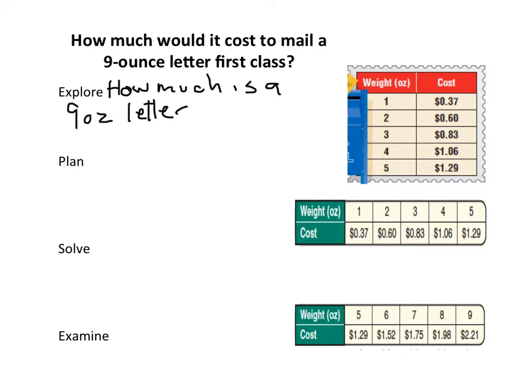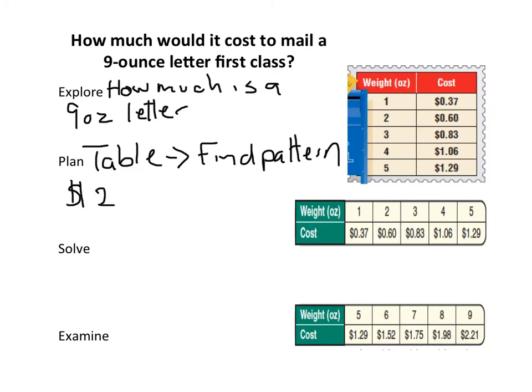Next, I'm going to come up with a plan. I'm going to use the table and hopefully find a pattern from the table. Quickly looking at the table, I come up with an estimate of about $2.30 that I think it might cost.